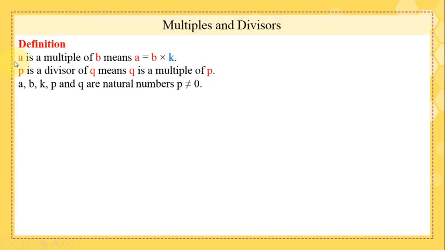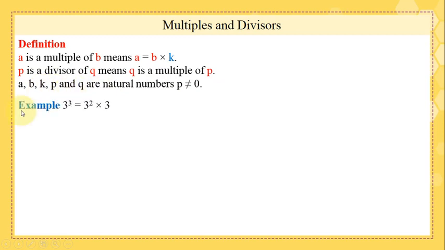Multiples and divisors. Definition: A is a multiple of B means A equals B times K. This means that A can be written as a product of multiplication of B by another natural number, whereas P is a divisor of Q means Q is a multiple of P. A, B, K, P, and Q are natural numbers.